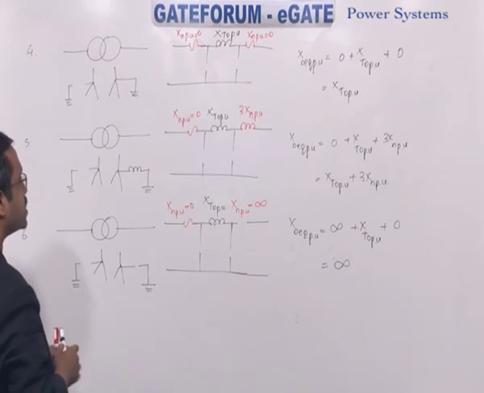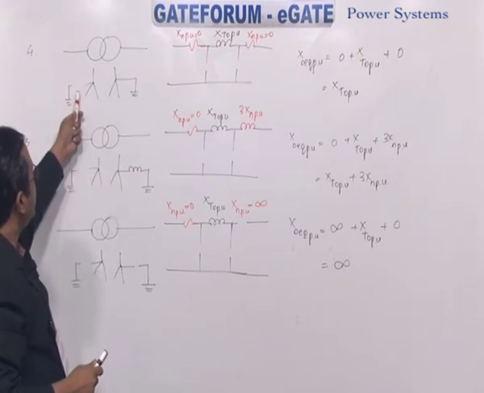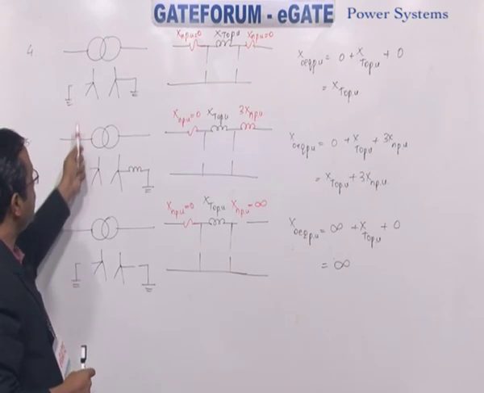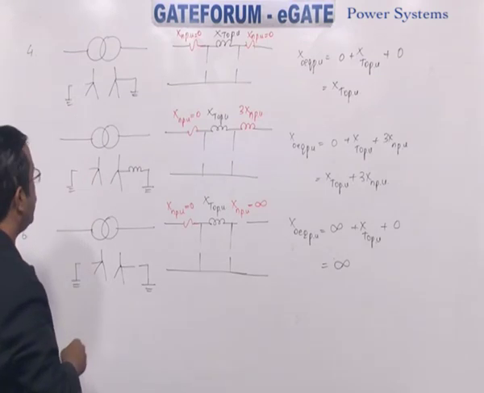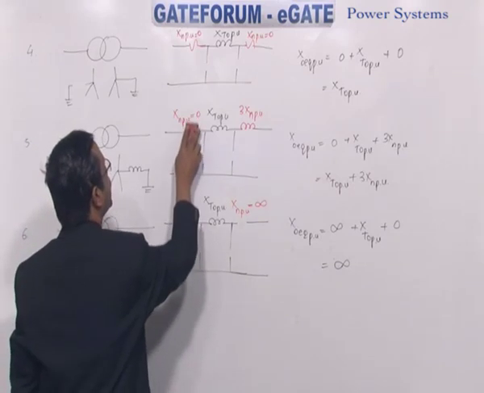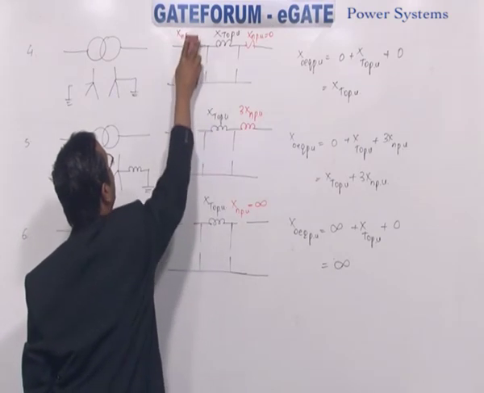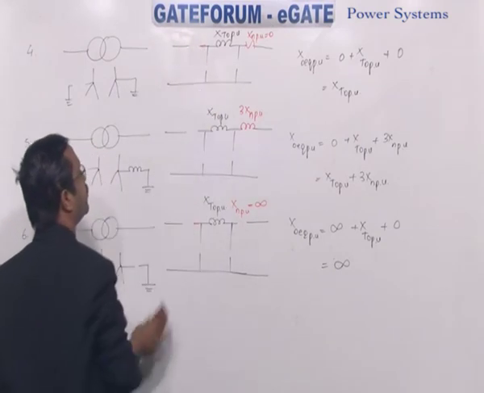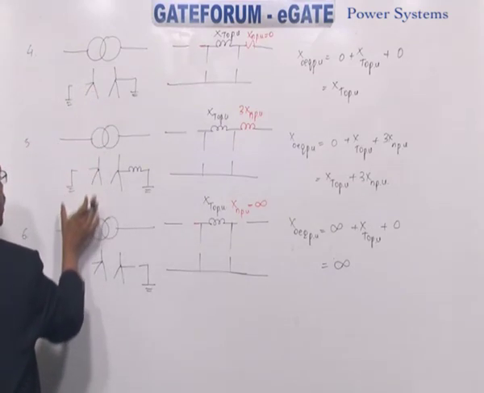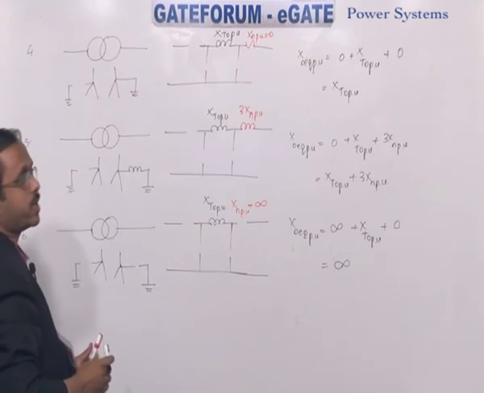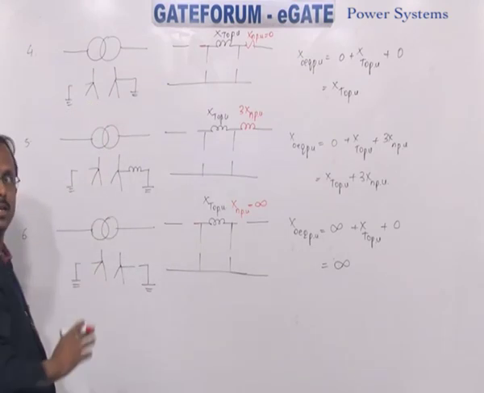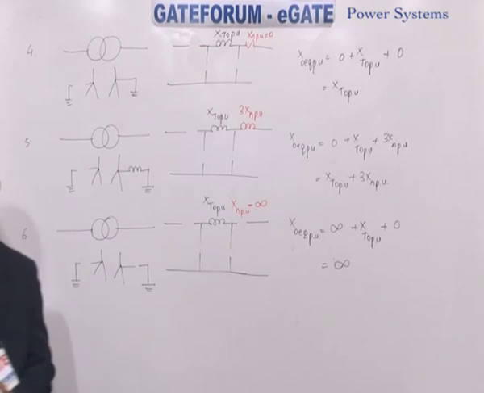Now the next three questions. Now the primary is isolated grounding. If primary is isolated grounding, what about this side? Xn is infinite. What about these switches? If the primary is isolated, the switches must be opened.